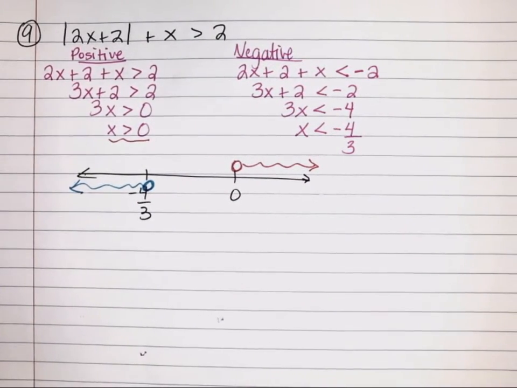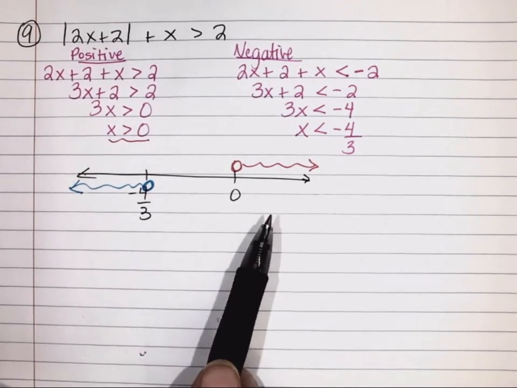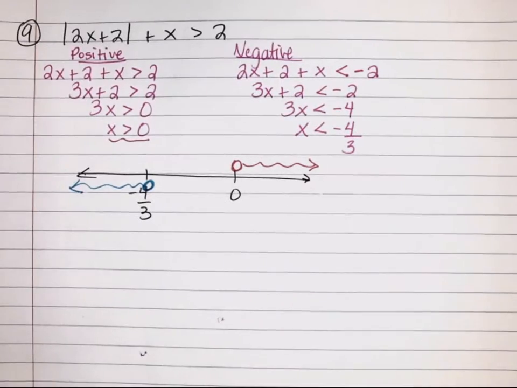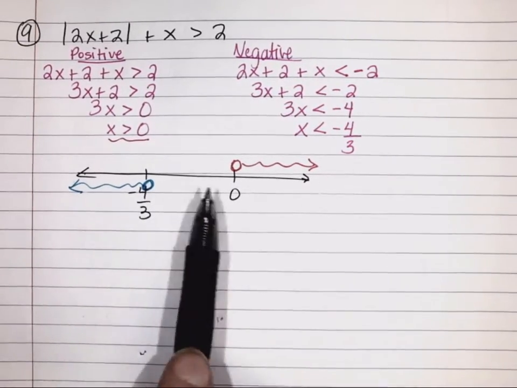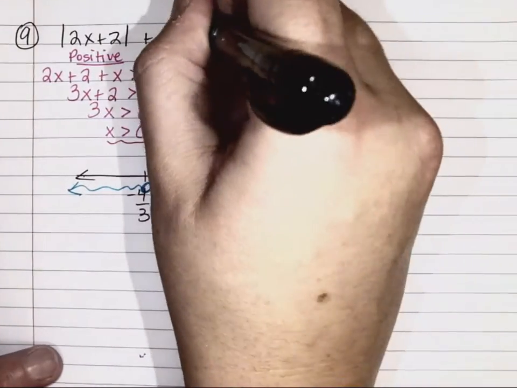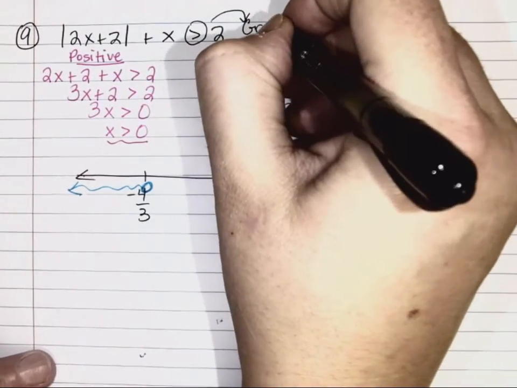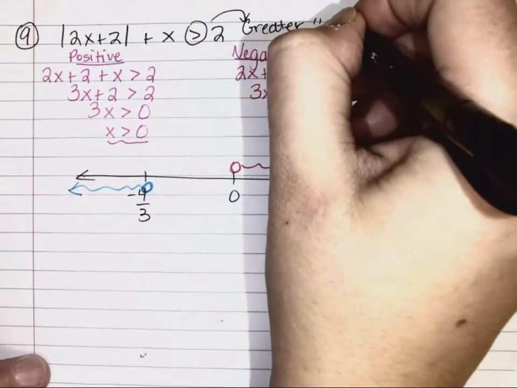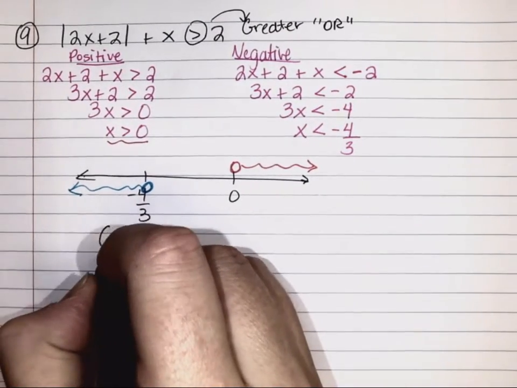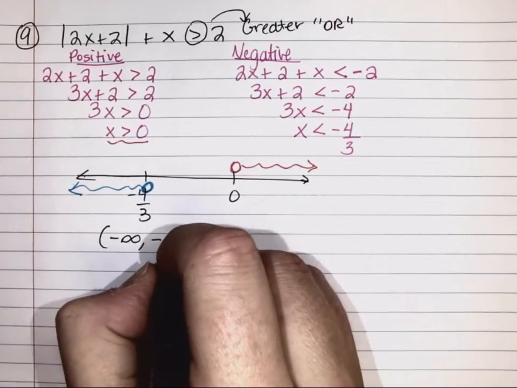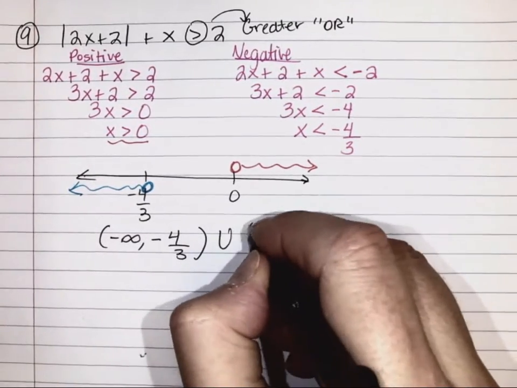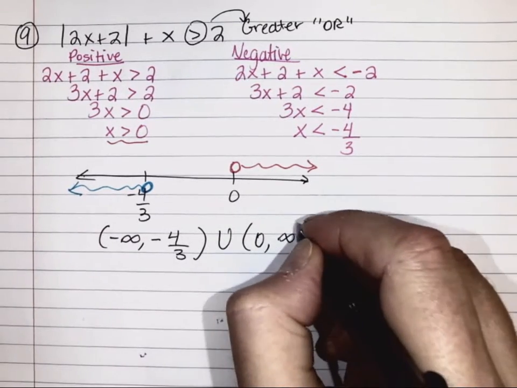Now, I'm going to ask you, do you think that you're finding out where they intersect, or do you think that you're joining them just based on what you see? For this case, we're definitely joining both solutions. And another dead giveaway you're doing that is you have greater, and that's always going to be an or solution. So I'm going to say this goes from negative infinity to negative 4/3, parenthesis because it's open, union parenthesis 0 to infinity.